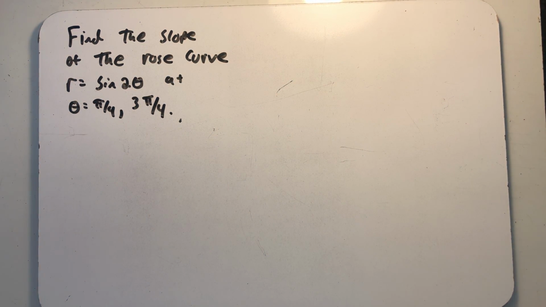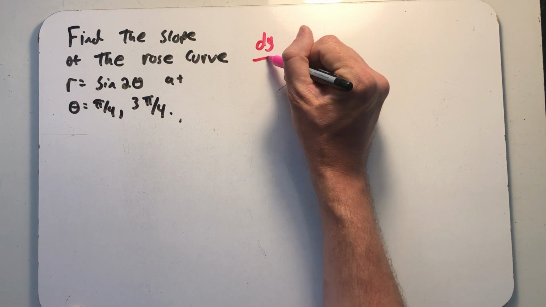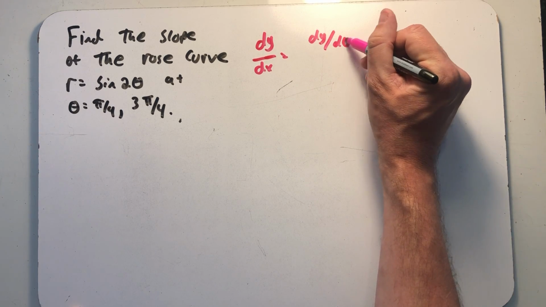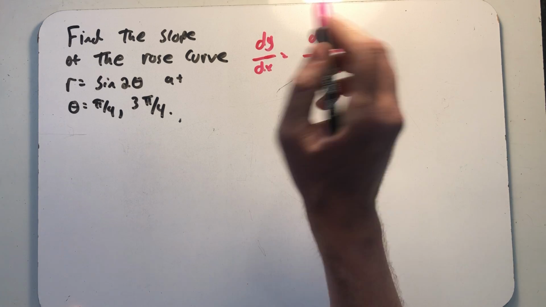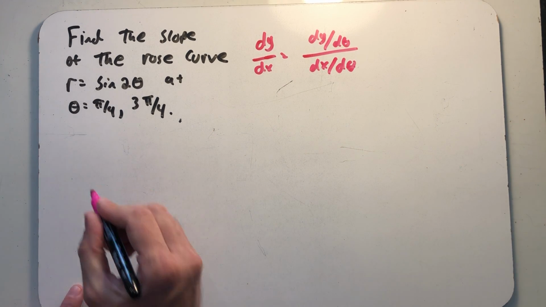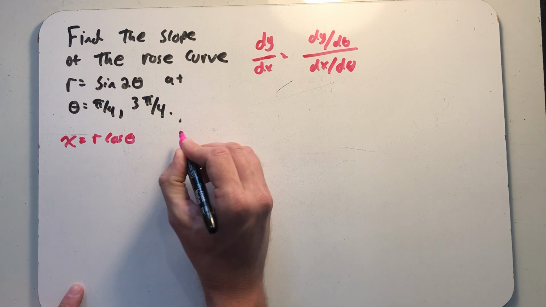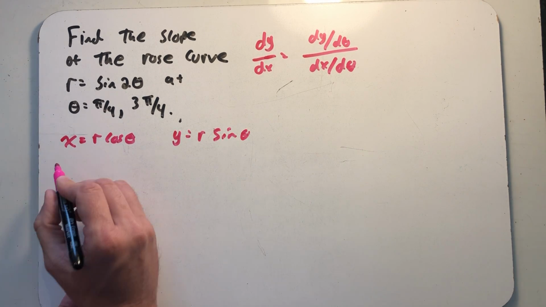Now there's a formula in our textbook for finding dy dx for a polar curve, but what I always like to remember is every polar curve I ever meet is really a parametric curve on the angle theta. So I'm just going to write down that dy dx is dy d theta over dx d theta, where x is r cosine theta and y is r sine theta.